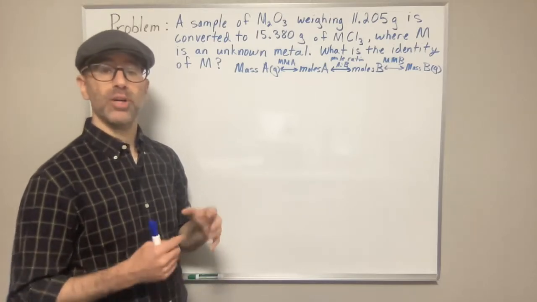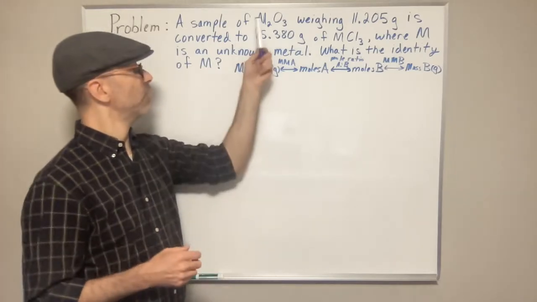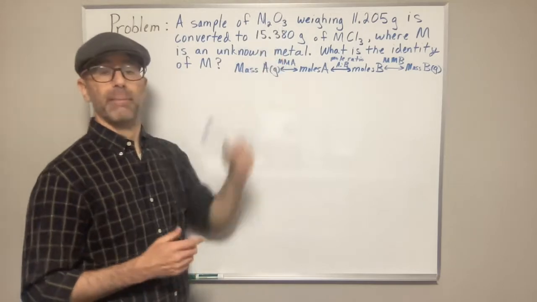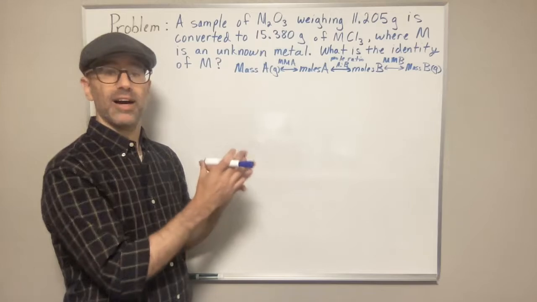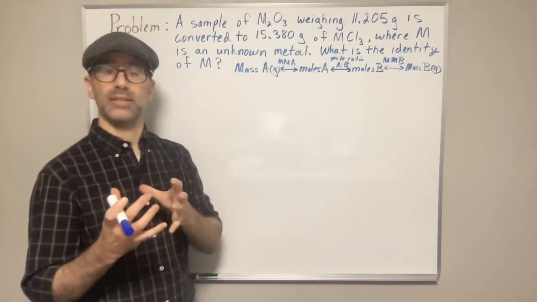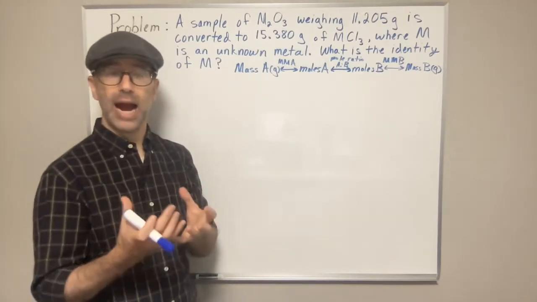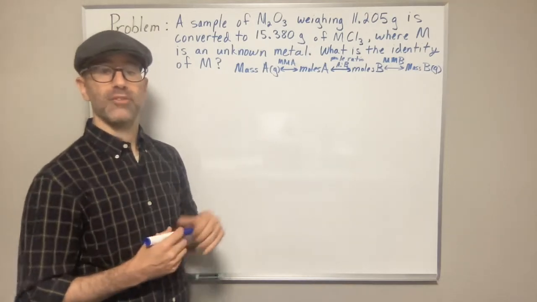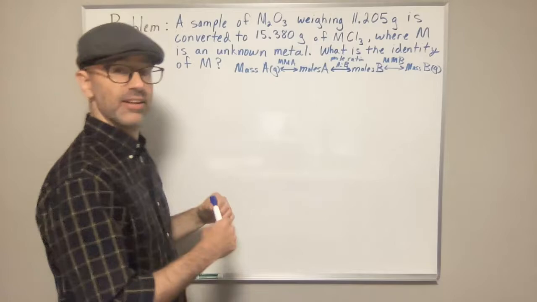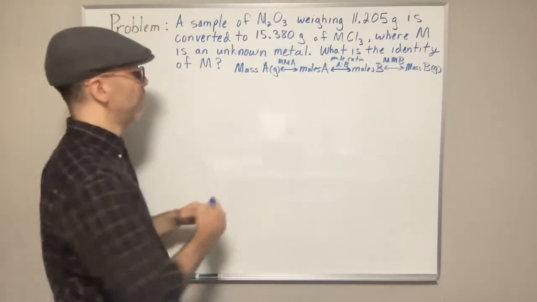But we know how to calculate the molar mass of M2O3 by adding together the molar masses of the atoms of M plus the molar masses of O3, the three oxygens, and we can put that together in a formula. So we can set this up in the same way. Let me show you how you do that.